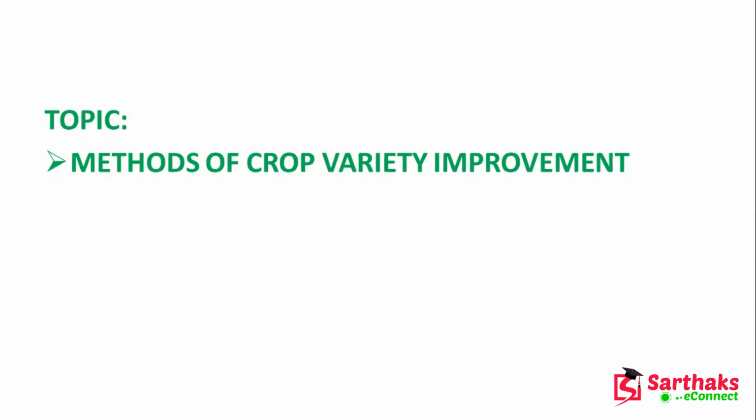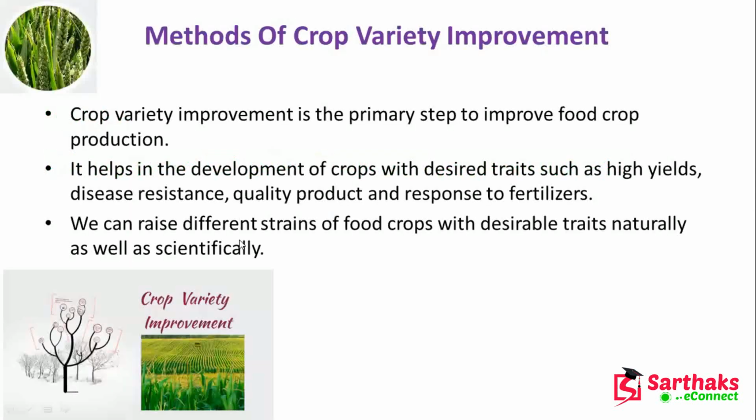So for that, it is not enough that you are just going to search so many fields and cultivate the crops on a large scale. Also, the variety we have to improve. So here, we require the methods of crop variety improvement for this reason. Now, crop variety improvement is the primary step to improve the food crop production.